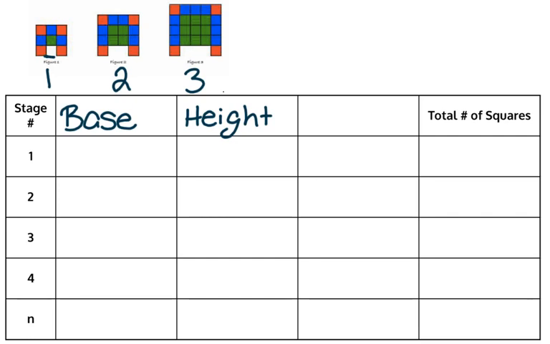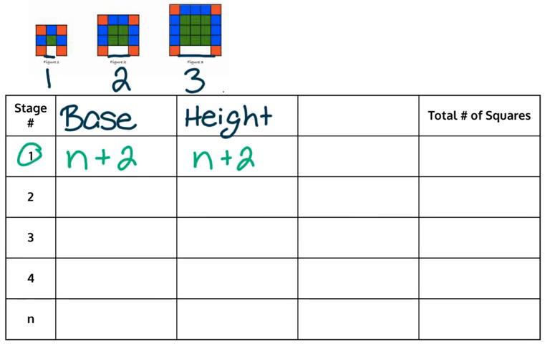So pretend that there's a block here, there's 2 blocks there, and 3 blocks there. So we always want to relate the base and the height to the stage number. So if I'm at stage 1, my base is going to be my stage plus 2, and my height is my stage plus 2.